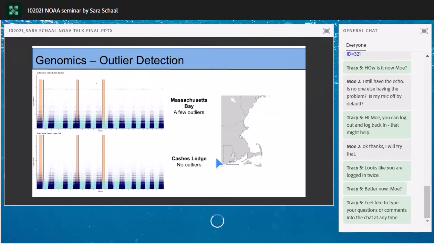When we compare this to the Gulf of Maine, we see very few outliers. I kept these bars in just to show you where the inversions were present in the Icelandic cod, but there are no outliers present in these regions. We have just a couple of sparse outliers throughout the genome in Massachusetts Bay, but no outliers present in Cashes Ledge.